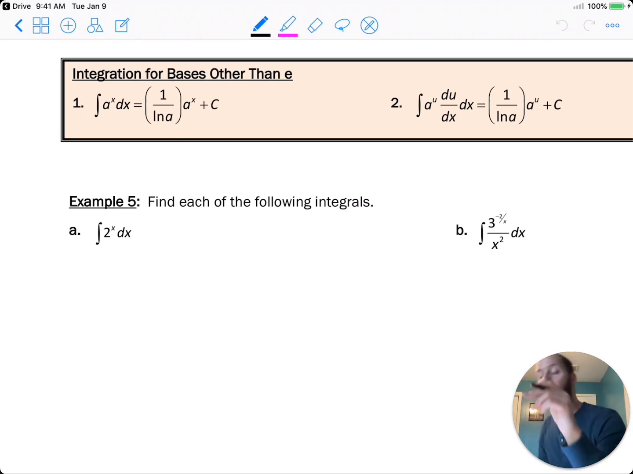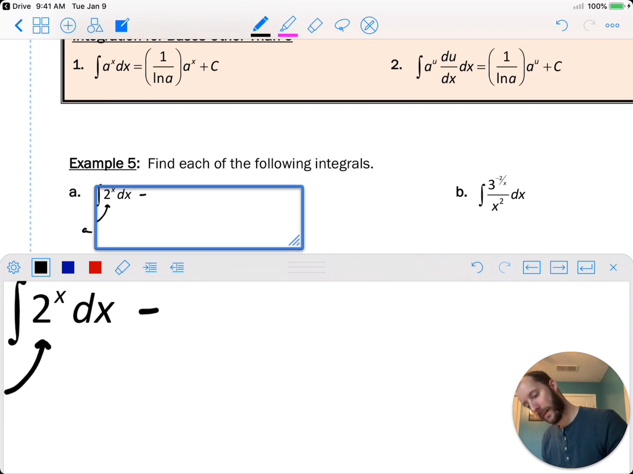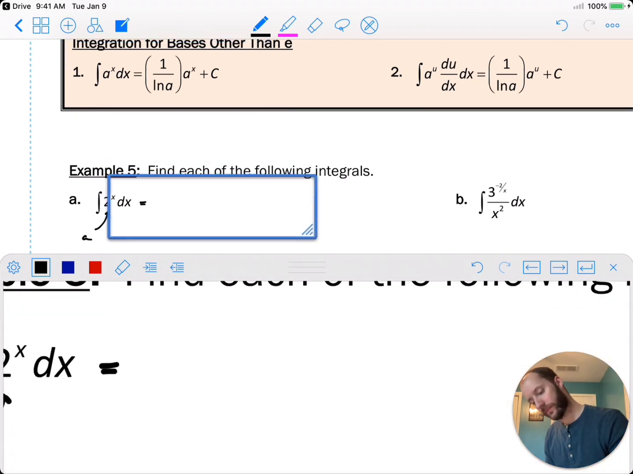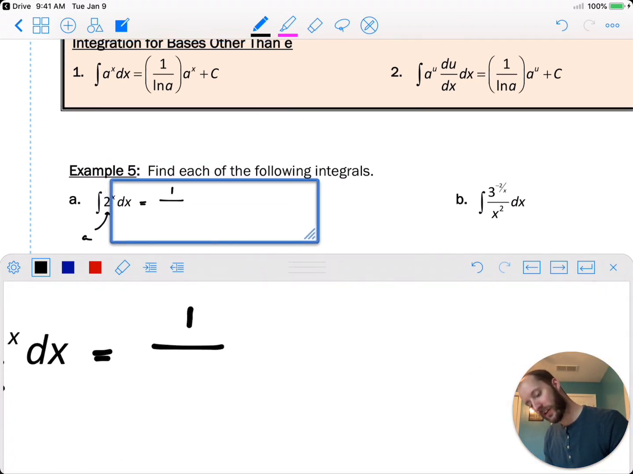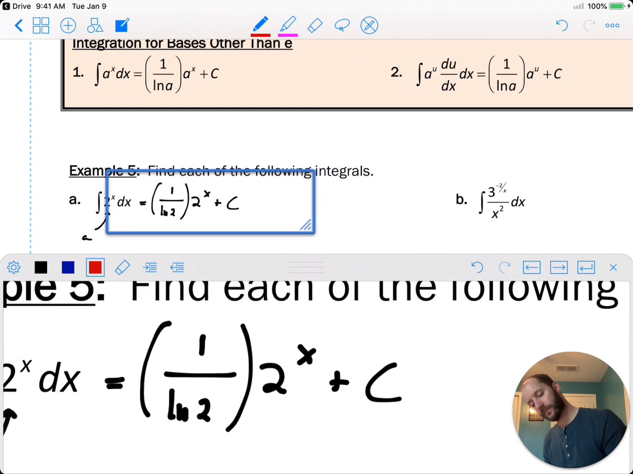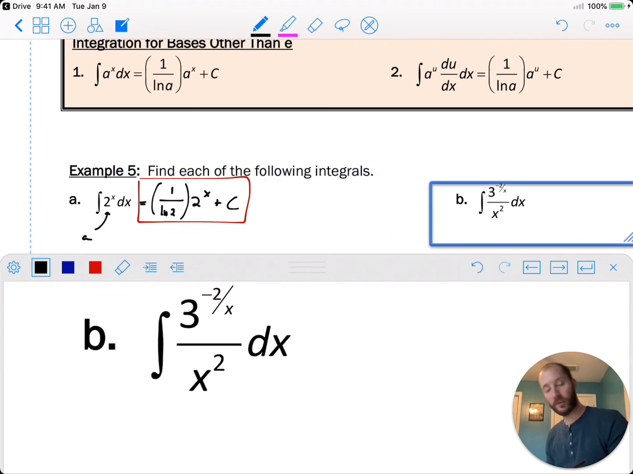Okay. So the integral of 2 to the power x. 2 is going to be the a value. So looking at this rule for integration right up here: 1 over ln of 2 times a to the x, so times 2 to the x, plus c. If you know the rule, pretty straightforward, okay?